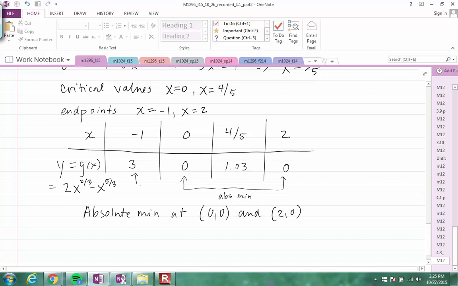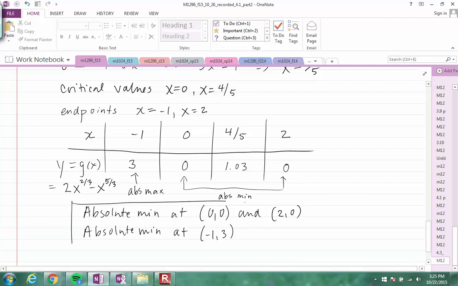The highest value is the absolute max. And we only have one of those. There's no other y coordinate of 3, so we don't have a tie. So absolute max at -1, 3. And I think that's all we had to do.